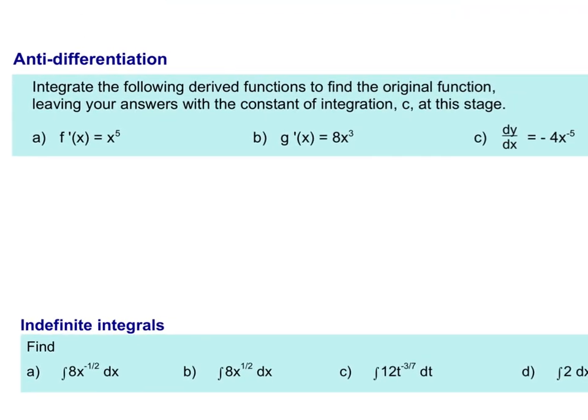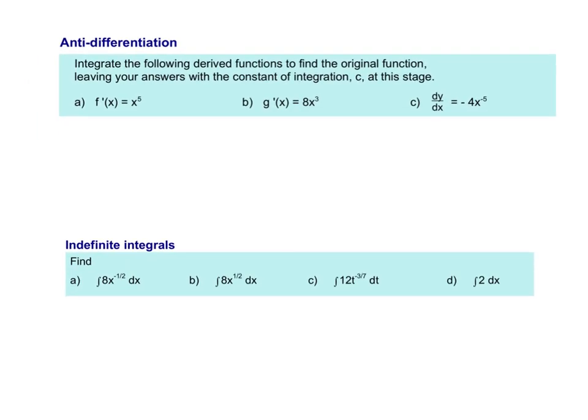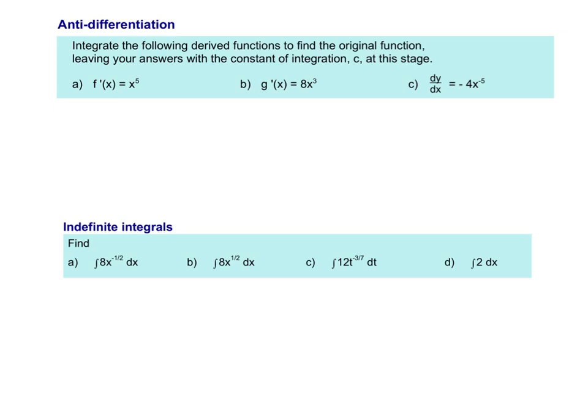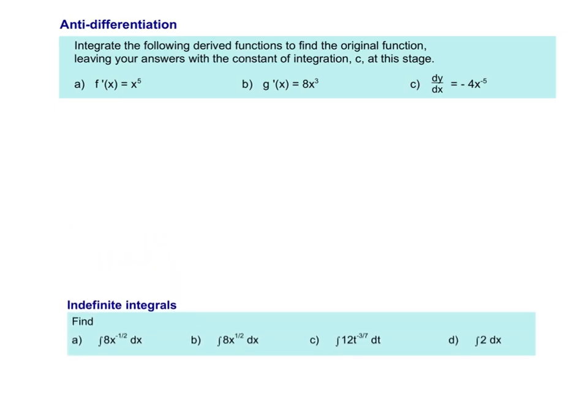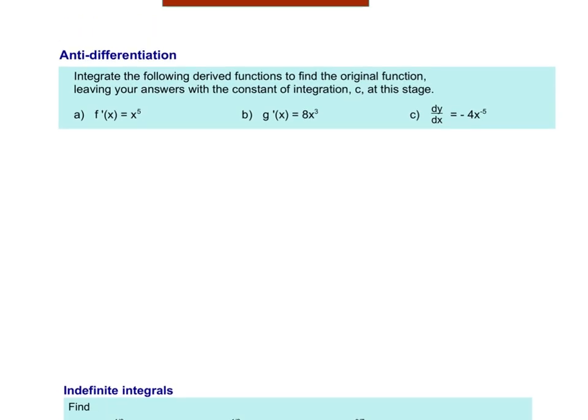Here's some examples we're going to look at. Let's just move this down a little bit out the way, and we will focus on these ones to begin with. Okay, so we are trying to integrate the following derived functions to find the original function. It says leave your answer with the constant of integration c at this stage. So that's all we're doing just now. Later on in the task we'll be looking at how we figure out what c is, but we're not doing that today.